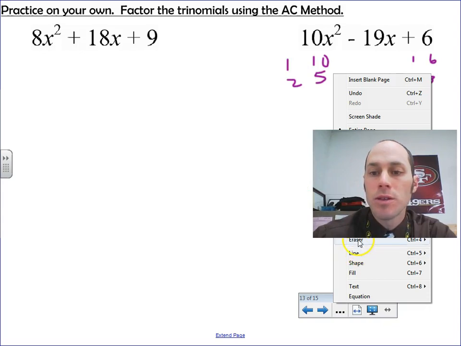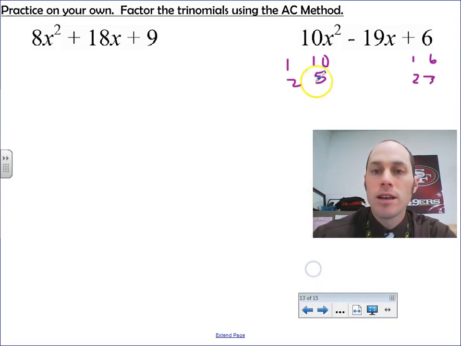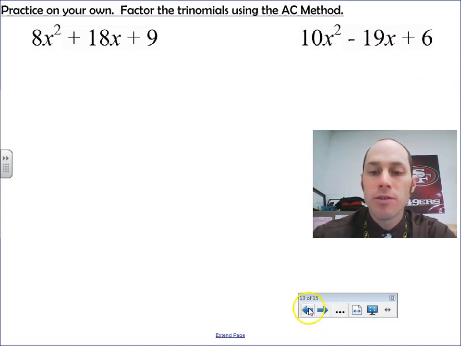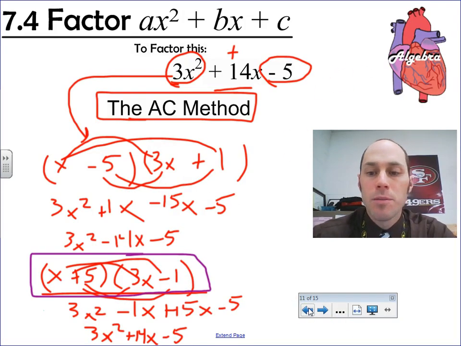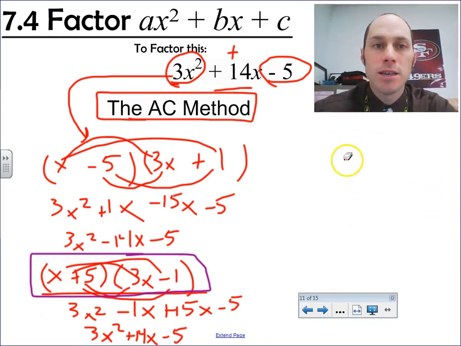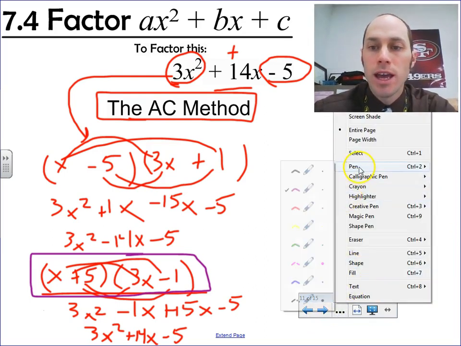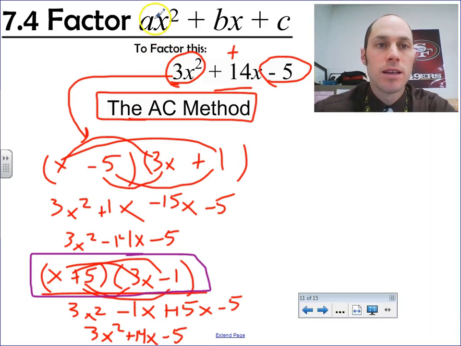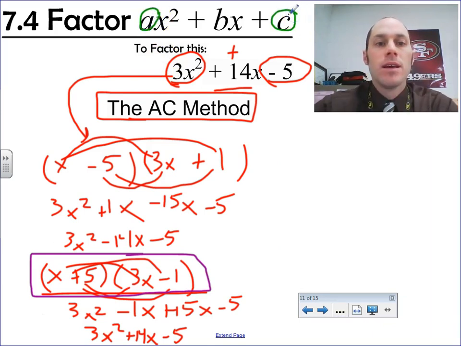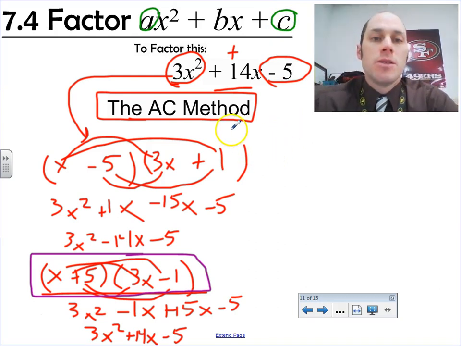Sometimes you can think of those and come up with what they are just by testing the different combinations in your head. But there's a quicker and simpler way. Let me teach you the AC method. Not air conditioning, but AC, because it deals with the A and the C of our quadratic equation. So AC, we're going to combine those.